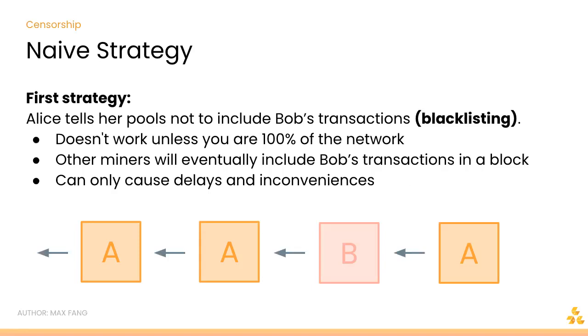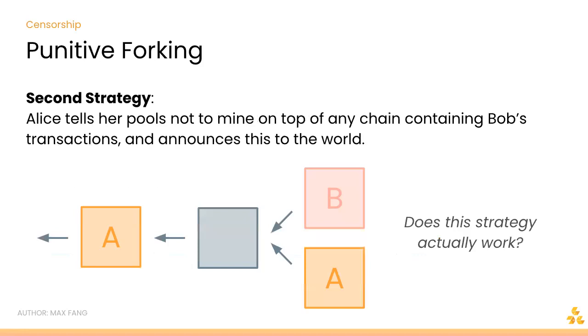The reason this doesn't actually work is because even though Alice may be successful in not including Bob's transactions at first, eventually, because there's that 49% of other people who are also mining, Alice's miners aren't going to solve the hash puzzle first. And then those miners will just include Bob's transaction within the pool. Because of this, it'll just take longer for Bob's transaction to go through, but eventually it will be included. So this strategy doesn't work.